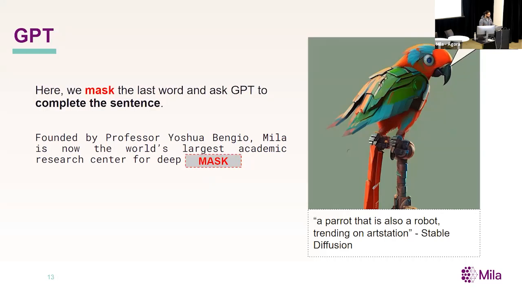Now, what we do with GPT is we essentially mask this last word, and we ask GPT during its pre-training phase to complete the sentence. So we give it the first few words of the sentence, founded by Professor Yoshua Bengio, Mila is now the world's largest academic research center for deep, and we ask it to just predict the next missing word. This is fundamentally how GPTs are trained. Just say, what is the missing word? And the mechanical parrot just has to say, well, it's most likely that the word is learning.